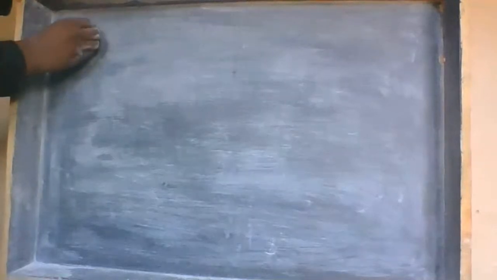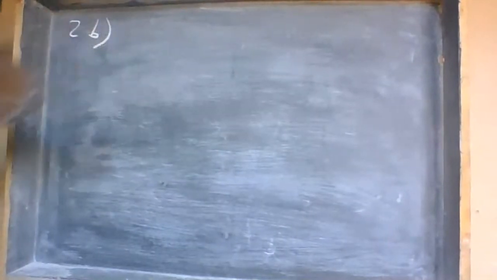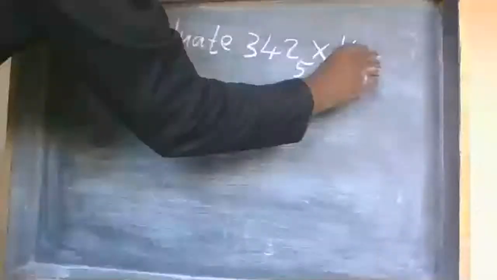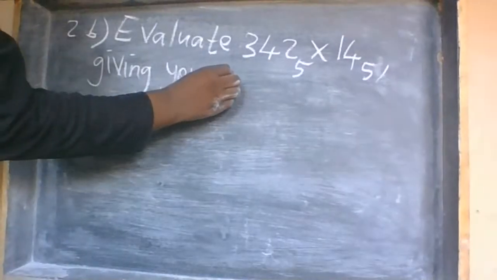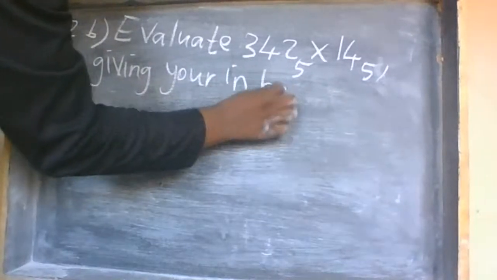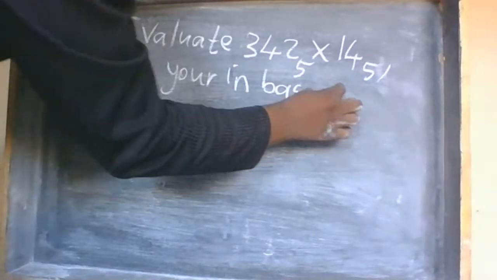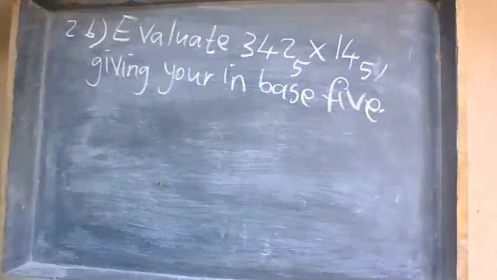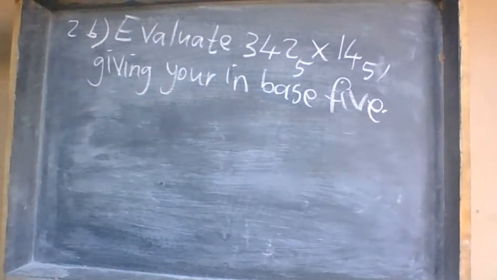Question 2, part B says, evaluate base 5 in base 5. So this is where we are going to start from.